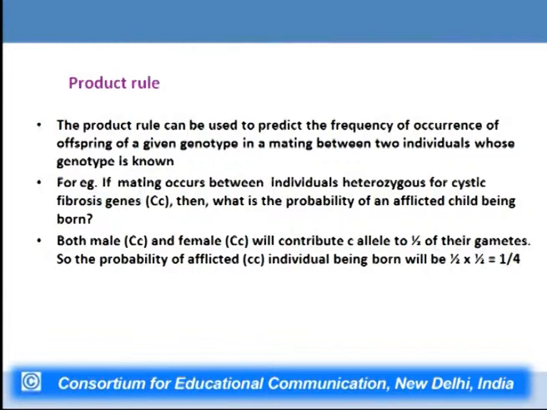So, the probability of an afflicted individual being born in this case will be the product of the individual probabilities of the gamete carrying the small c allele. The ovum might carry the small c allele 1 out of 2 times and the sperm might carry the small c allele 1 out of 2 times. So, the final probability will be 1 by 2 into 1 by 2, that is 1 by 4. So, for a couple heterozygous for the cystic fibrosis gene, the chance of producing a child which is homozygous recessive, having genotype small c small c, will be 1 out of 4, that is 0.25.